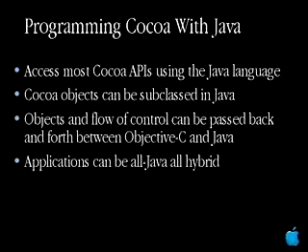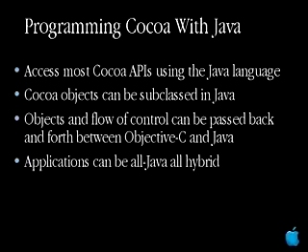And finally, the last topic for today is programming Cocoa with Java. As you know, Objective-C and Java are both the languages with which you can program Cocoa. And here I'm going to talk about some of the design philosophy of what happens when you use Java to program Cocoa. You can access most Cocoa APIs using the Java language, and I'll explain why it's not everything.